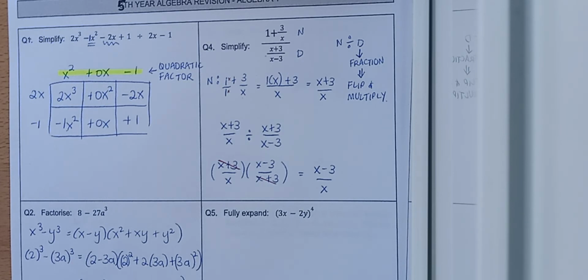And I stop here. It's not possible for me to factorise any further because there is nothing that I can factorise out of x minus 3 that will allow me to cancel off with the x in the bottom. So that's the end of my question.